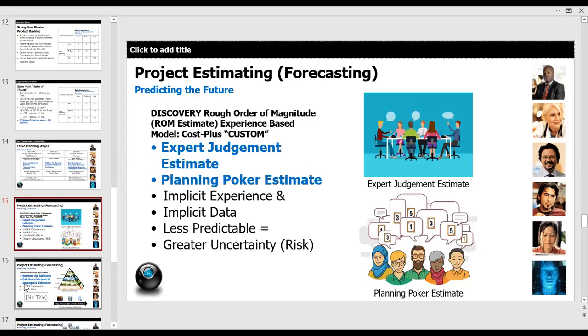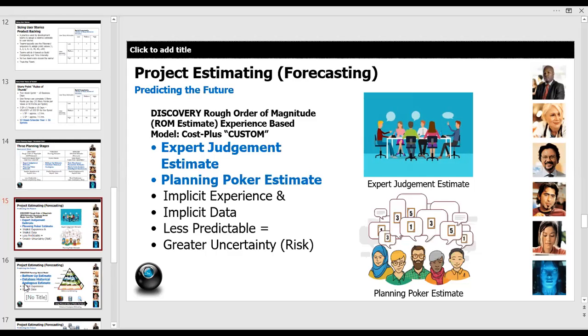If you were to go through the project management body of knowledge, there are 47 different processes that you go through, and probably 80% of them begin with the words expert judgment. What that means is you're going to people and asking about both their implicit experience and implicit data, meaning all of us have implicit experience and implicit data that we bring to discussions.